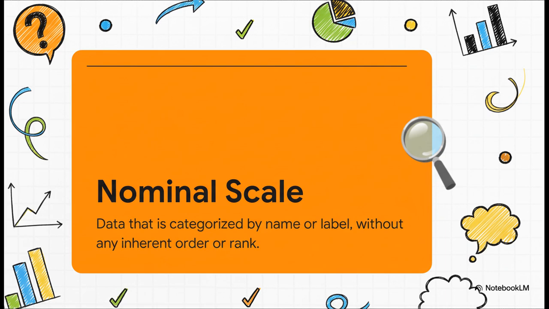First up, we have what's called the nominal scale. The key word to remember here is nominal. It literally comes from the Latin word for name. All we're doing is putting answers into named boxes or categories. And here's the crucial part. These boxes have no rank, no order. One isn't better or higher than another. Their only job is to group stuff that's alike.